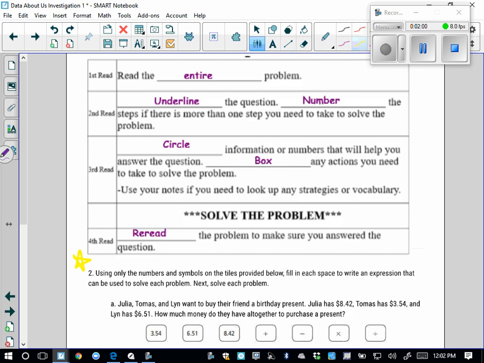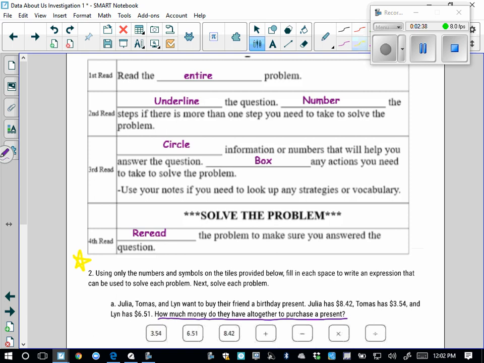Now I'm going to read again, but I'm going to underline the question and number the steps if there's more than one step that I need to take. So using only the numbers and symbols on the tiles provided below, fill in each space to write an expression that can be used to solve each problem. Next, solve each problem. Julia, Thomas, and Lynn want to buy their friend a birthday present. Julia has $8.42. Thomas has $3.54, and Lynn has $6.51. The question is, how much money do they have altogether to purchase a present?